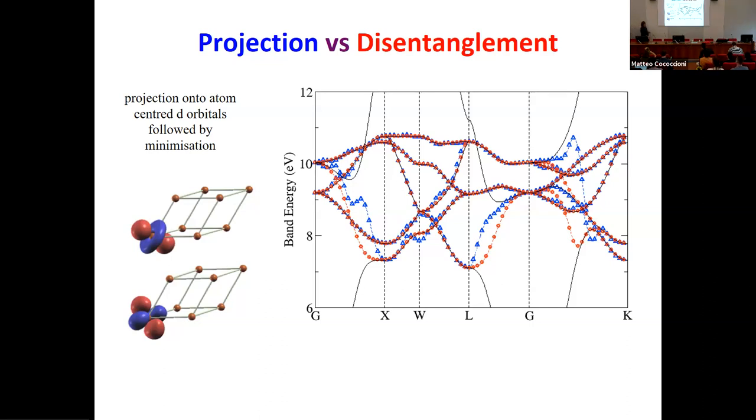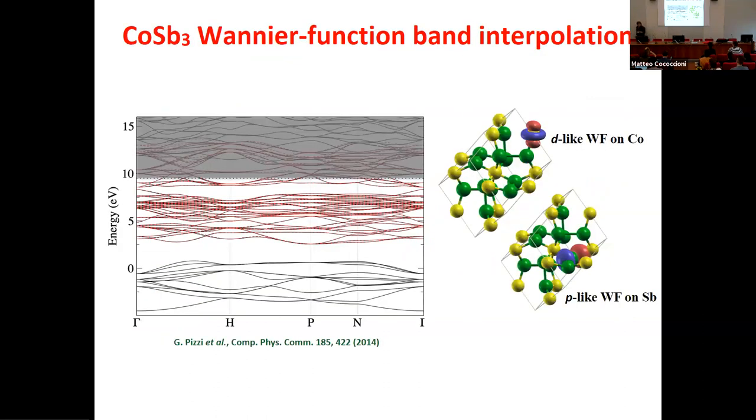This is, again, you'll probably be fed up by copper. This in blue is what we obtain if we just did a projection onto the d orbitals of copper. And this is if we started from there and did a maximal smoothness, which, you see, gives rise to better dispersing bands. And you'll see in a moment that this also becomes relevant, because now we can build Wannier functions that describe very well a target part of the energy dispersion.